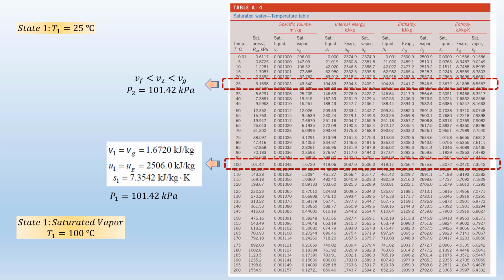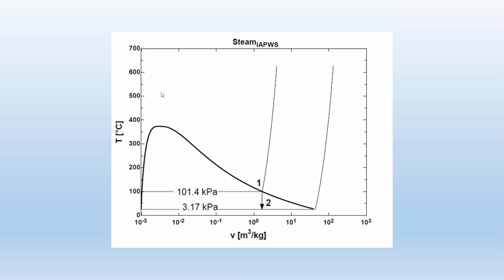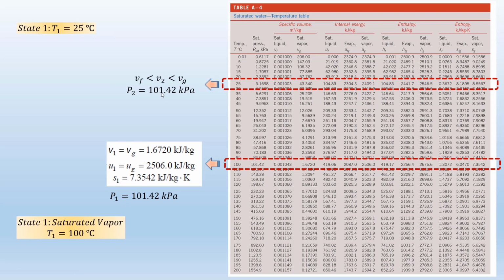So the pressure is 3.1698. So this is a typo, guys. Sorry, I just copy-pasted from this one. So the P2 is actually 3.1698, but not this one. So yeah, now you have all the available information, guys.